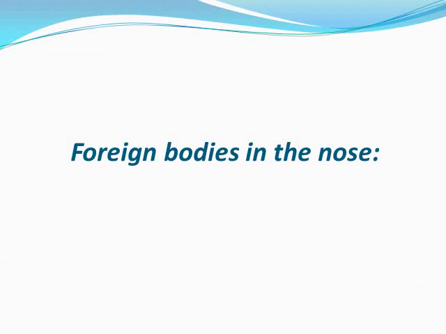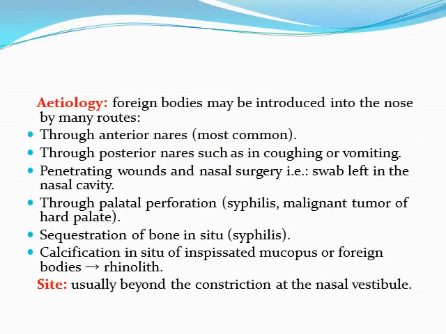Now we finish the septal deviation and come to the other important diseases common in children, which is the foreign bodies in the nose. The foreign bodies in the nose may be introduced by many routes, but the most important and most common route is by a child putting some foreign body through the anterior nares and into the nose.